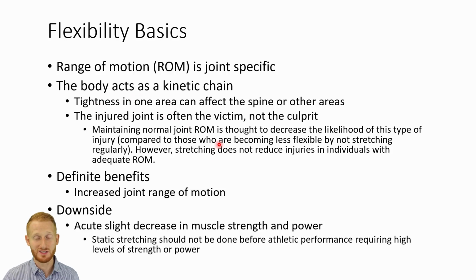If your hamstrings are super tight, that is connected through a kinetic chain to your lower back, and that can cause low back problems. Sometimes the victim, in other words, the muscle, tendon, ligament, or joint that gets injured, is not the culprit. It's not the one that's too tight. Again, the hamstrings are tight, which causes low back injury. So you want to make sure that the entire body has an adequate range of motion, so adequate flexibility. Otherwise, the chances of an injury are higher.